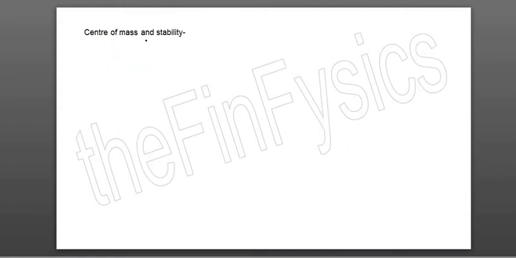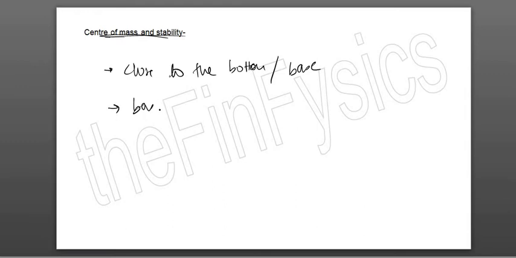The next thing that they ask is center of mass and stability. Now this center of mass is very important when it comes to stability of an object. You have to remember this. They will ask you how are you going to make an object more stable. So for an object to be more stable, the center of mass should be closer to the bottom, close to the base of the object. First point. Second point, the base area should be more. This comes for 2 marks.